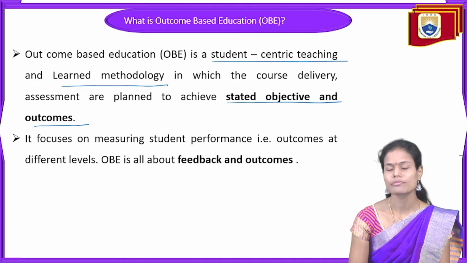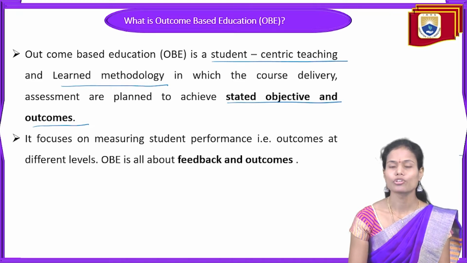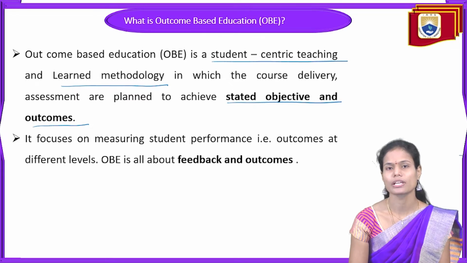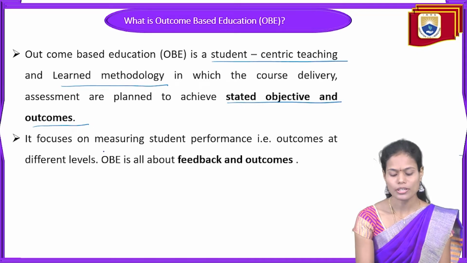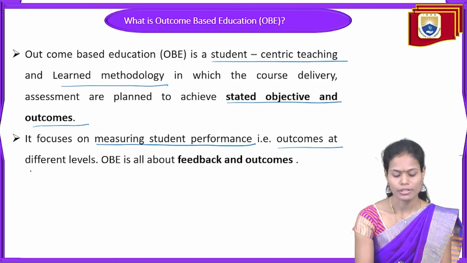From the course objectives, we get the course-specific outcomes. In order to achieve the stated objectives and outcomes, we utilize different assessment levels as well as course delivery contents in outcome-based education. It focuses on measuring student performance, that is, whether a particular student is improving their performance or not. If not, at what stage is the student weak, and in what factors does he need to improve? All that we trace back in outcome-based education, so we see outcomes at different levels.